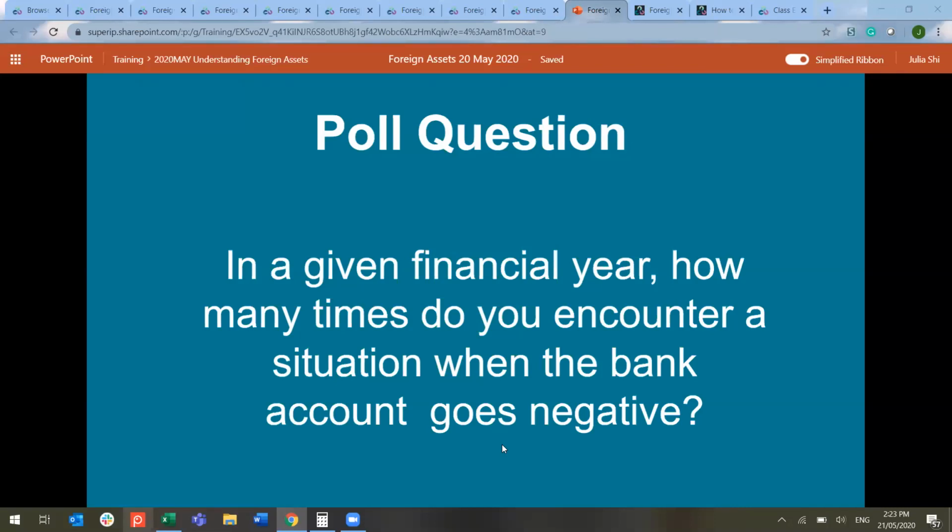At the end of this poll, 60% of the time we have probably less than five times that it goes negative. We do have 15% of the time that we have more than 5 to 10 times. 8% it goes more than 10 times. That would be really bad, of course, and 18% is not really applicable at this moment. Okay, so let's go into the next slide.